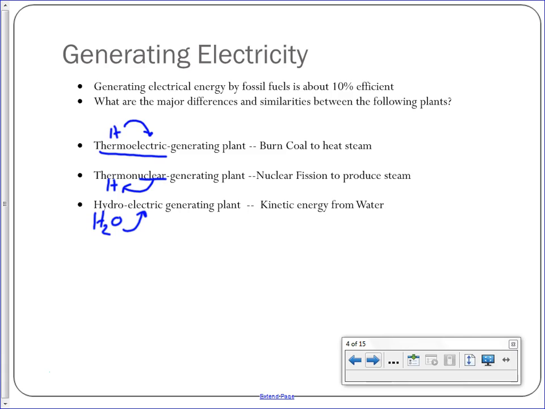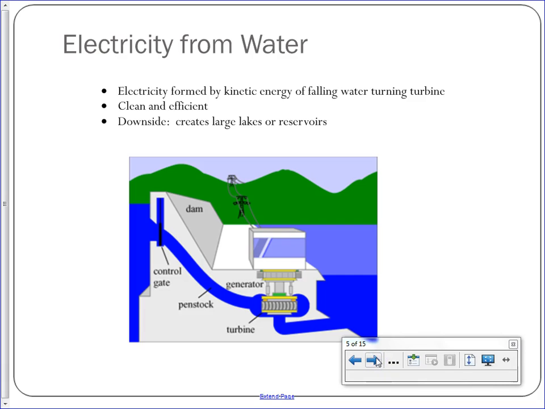So we can see a whole bunch of different ways of converting energy, but again, the laws of thermodynamics state that they are not 100% efficient. Electricity from water is formed from the kinetic energy of falling water that turns a turbine. It is clean and efficient. However, the downside is it creates large lakes or reservoirs. Another downside is we often see fish get caught up in this whole process.